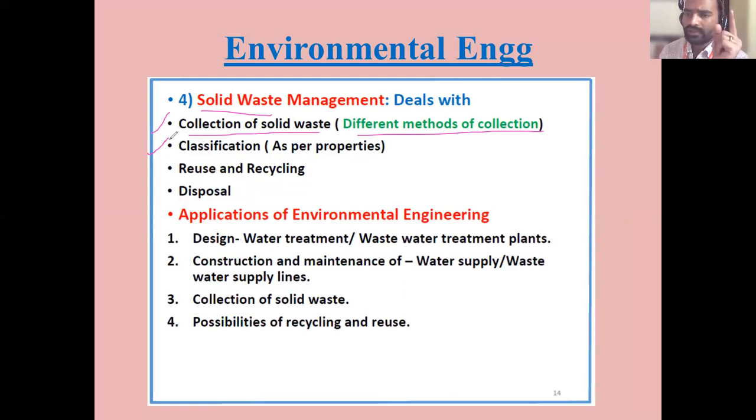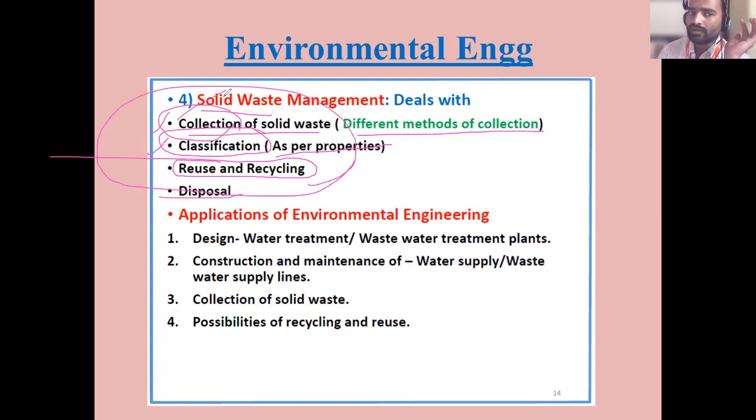Mixed. All the solid waste, whatever you are collecting, is it of the same kind or different kinds? Different kinds. Okay, first you have to collect all the solid waste. Next you have to bifurcate, that is called classification. There are some properties, and as per those you have to classify. Third one is, if that waste is reusable, you have to reuse and recycle. And finally, you have to do the disposal. This entire thing comes in solid waste management. Collection, classification, reuse and recycle, and disposal. These steps are important in solid waste management.